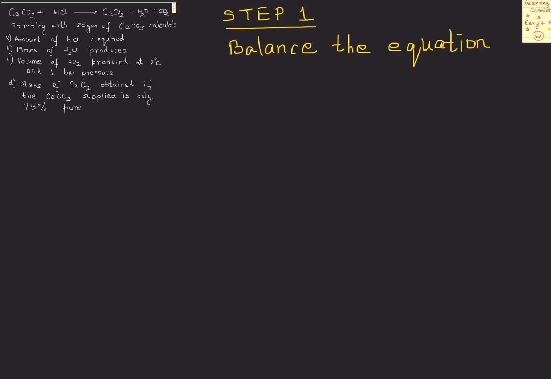First and foremost step in solving any question based on a chemical equation is to balance the equation. So, please go ahead and balance this equation. Very clear, it will be as simple as that. So, you put a 2 before HCl. So, we've got the equation over here, CaCO3 plus 2HCl gives us CaCl2.